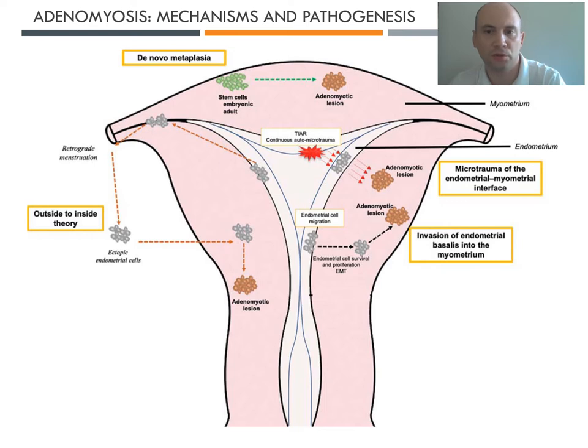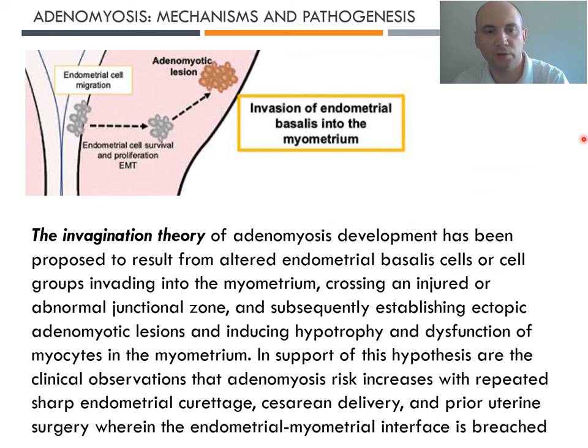This scheme shows some theories in the pathogenesis of adenomyosis: de novo metaplasia, outside to inside theory, microtrauma of the endometrial-myometrial interface, and invasion of the endometrial basalis into the myometrium. The invasion theory of adenomyosis development has been proposed to result from altered endometrial basalis cells or cell groups invading into the myometrium, crossing an injured or abnormal junctional zone, and subsequently establishing ectopic adenomyotic lesions and inducing hypertrophy and dysfunction of myocytes in the myometrium.